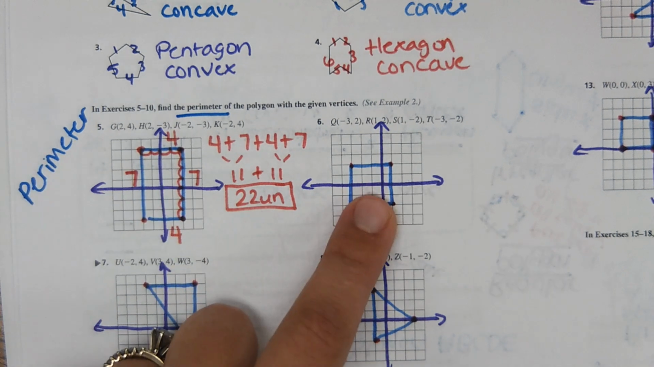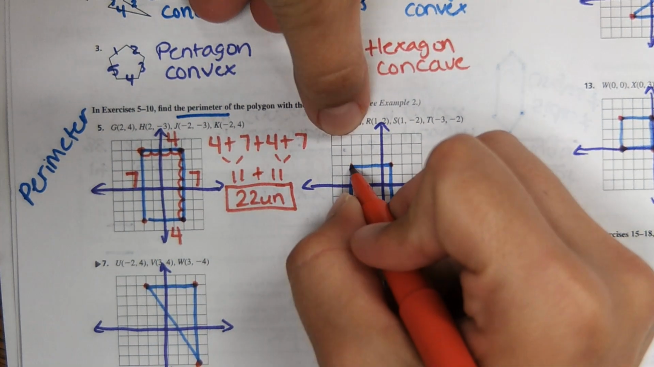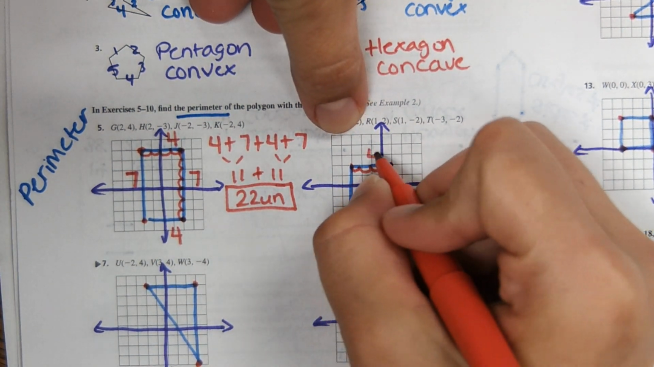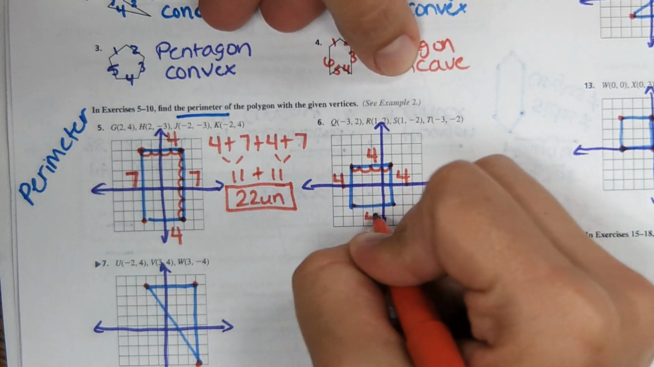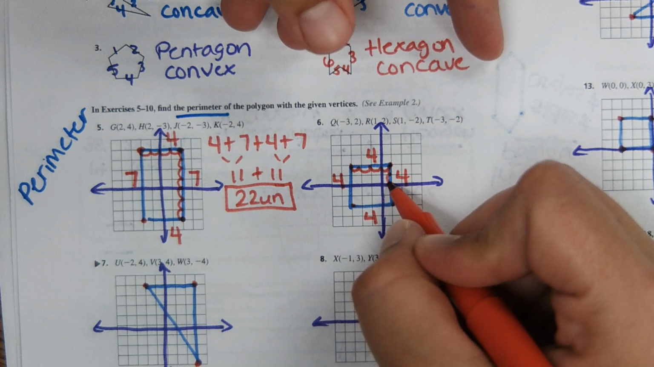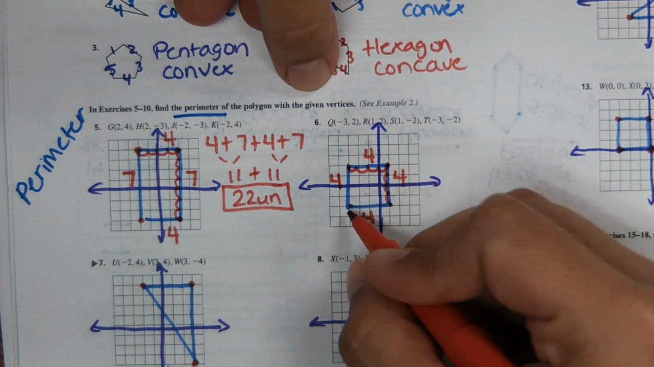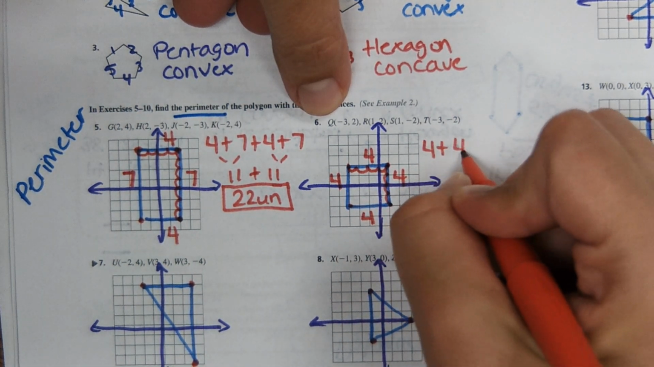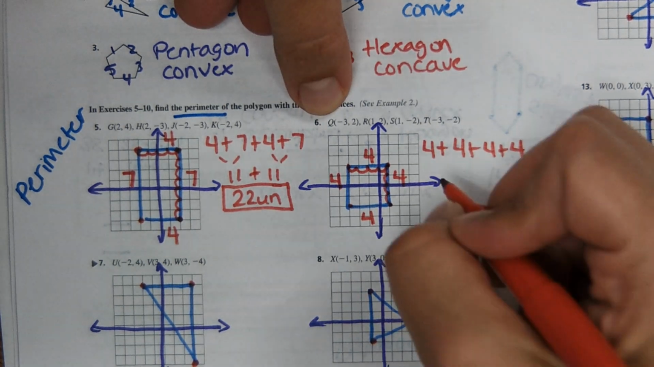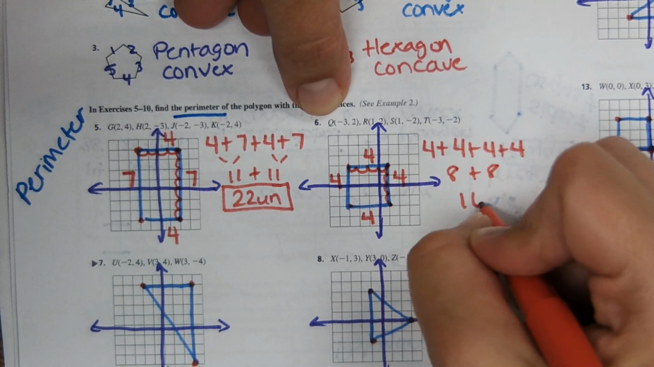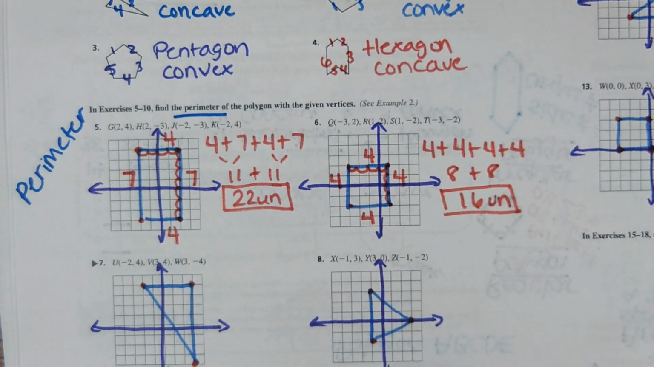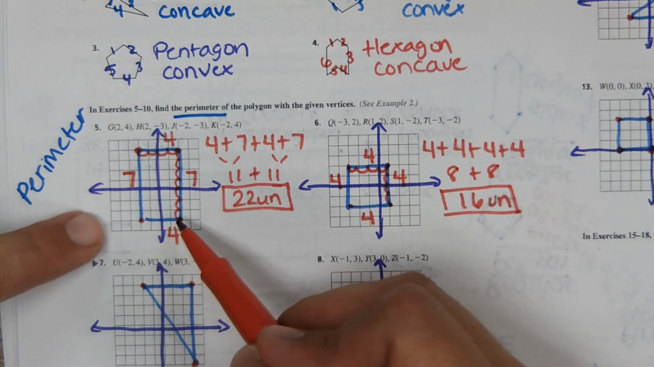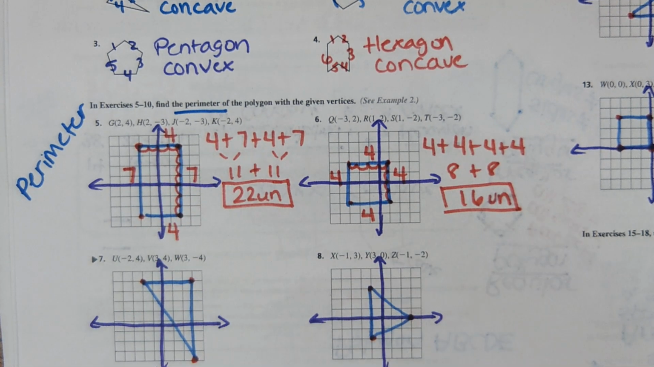Okay, number 6. Counting the units, 1, 2, 3, 4. This is 4, 4, and 4. It happens to be a square. You can count them all if you want. 2, 3, 4, cool. Okay, so perimeter, add up those values. We get 16. It's not unit squared or anything because with perimeter, it's just like length. So it's just a length.